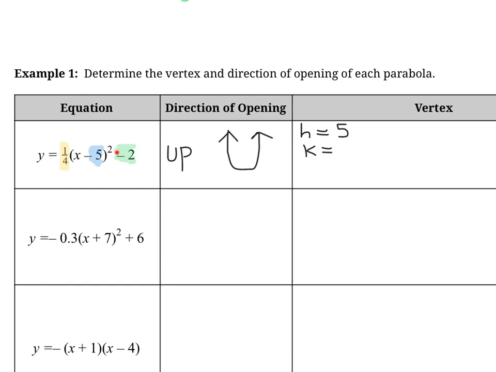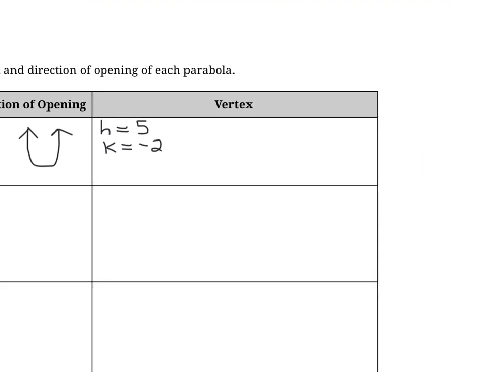So in the equation, our k value is this outside number here on the end, and it is written as -2. So we are going to record it as -2. When you are stating your vertex as an answer, you're basically going to just combine your h value and your k value together. Remember, your h value represents the x value of the vertex. The k value represents the y value of your vertex. So as a final coordinate point, your vertex would be located at 5 and -2.